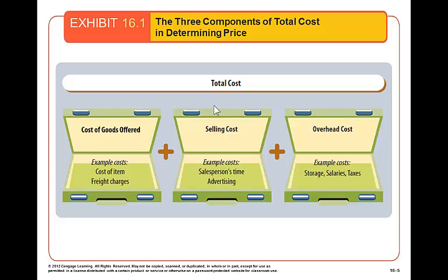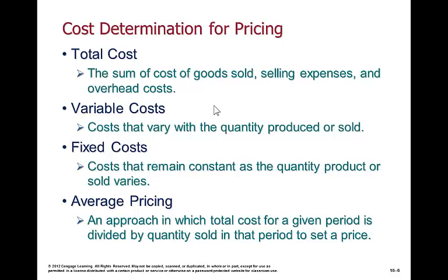So let's move into a little bit more detail now on our cost definitions. Total cost is exactly what it says. It's the cost of everything that goes into producing a product. Variable costs are only those costs that vary with the quantity produced of an item. Fixed costs are the costs that remain constant as the quantity of product sold varies. So what that means is that fixed costs are there no matter how many products you sell. Things such as rent, utilities, the cost of your equipment, some of those costs remain fixed.